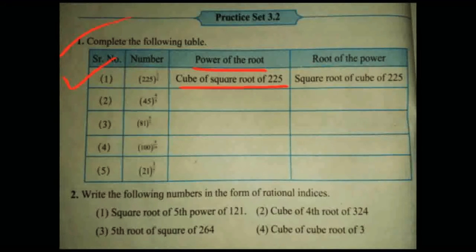Then you have to write the root of the power column now in words. When you are writing root of the power column in words, take this in reverse. First will come root and then will come power. Square root of cube of 225. You have to write in reverse in the root of the power column. Okay. Root and power you have to understand.